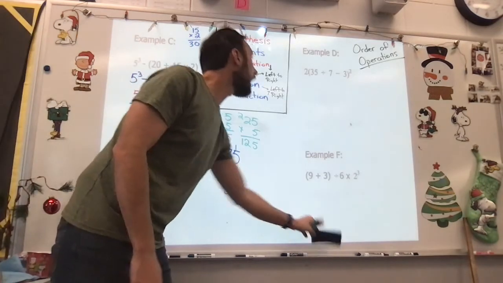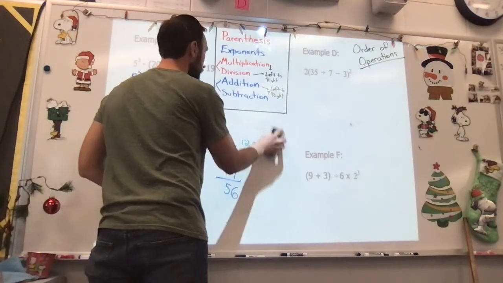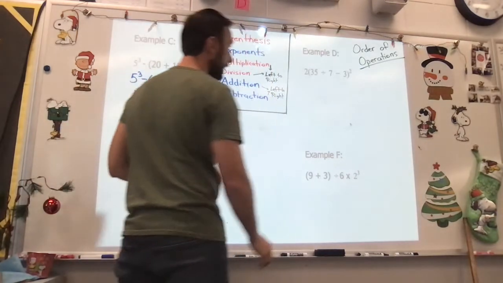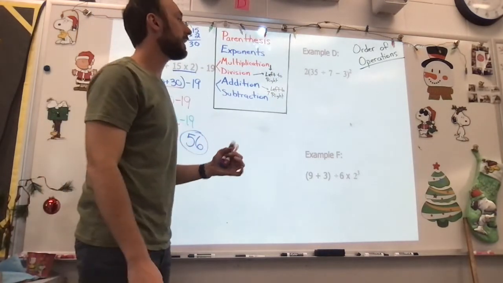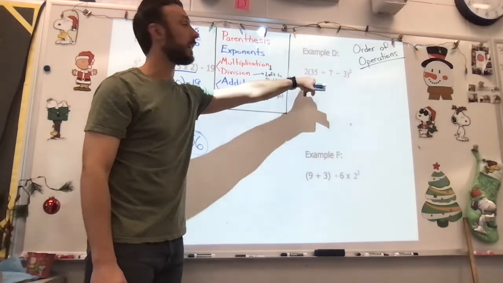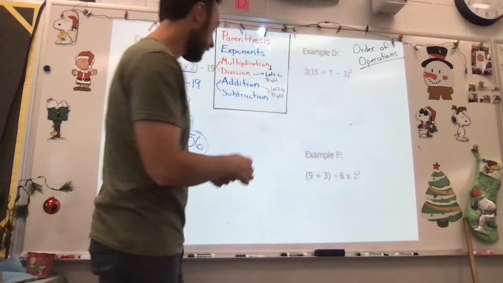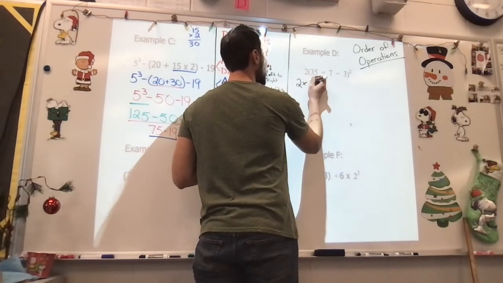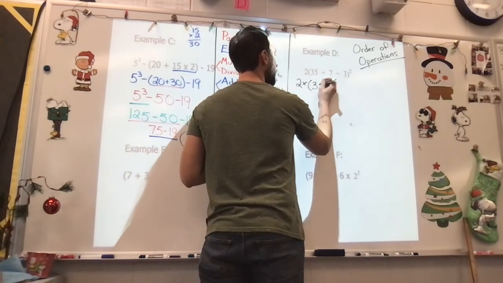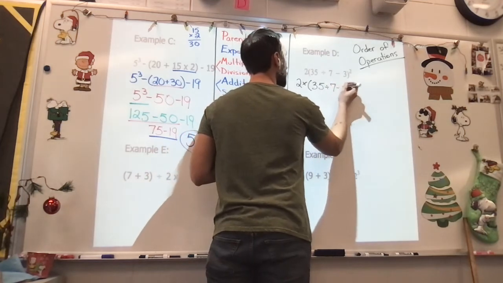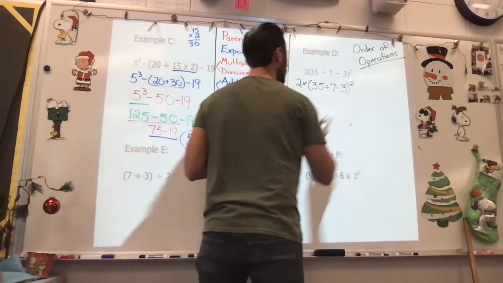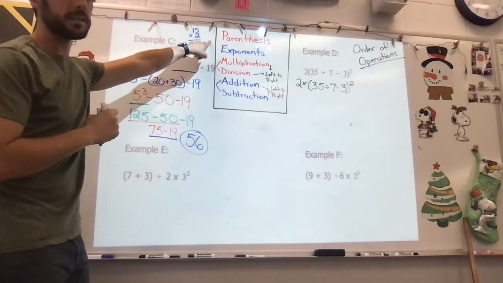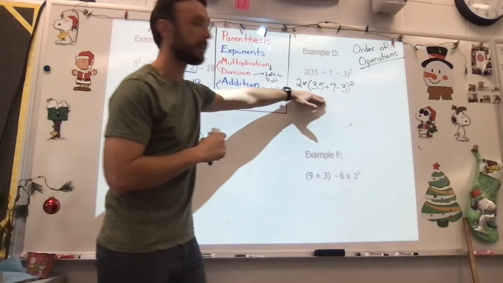It says 2 times the quantity of 35 divided by 7 minus 3 to the second power. So step 1 again is whenever we have a number touching a parentheses, I want us to rewrite that as a multiplication sign. So that's the same as 2 times parenthesis 35 divided by 7 minus 3 to the second power. So then I look at my checklist. Do I have any parentheses? Yes, I do. I have all of this right here in parentheses.